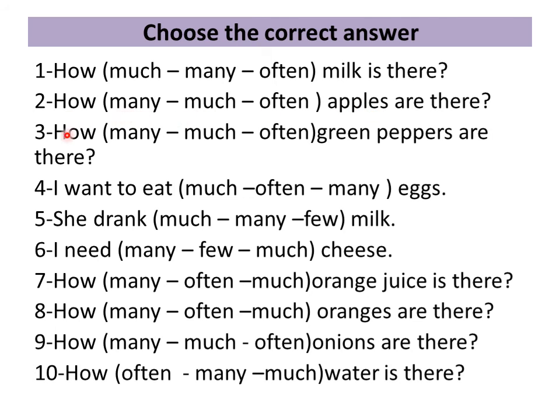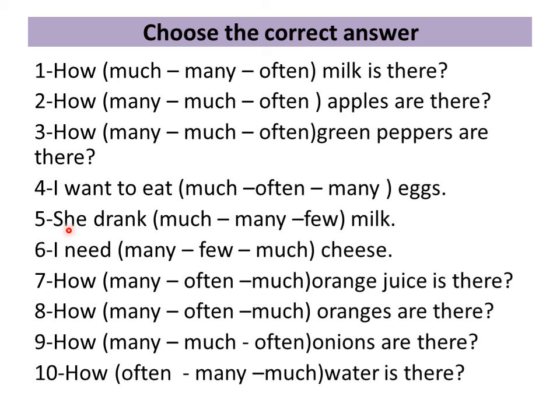Yes, many. Number 3. How many or how much or how often green peppers are there? Yes, Asma. How much? Green peppers, plural. So how many? Yes, how many green peppers are there? Number 4. I want to eat much, often, many eggs. Countable. Yes, Azza. Many. Yes, great.